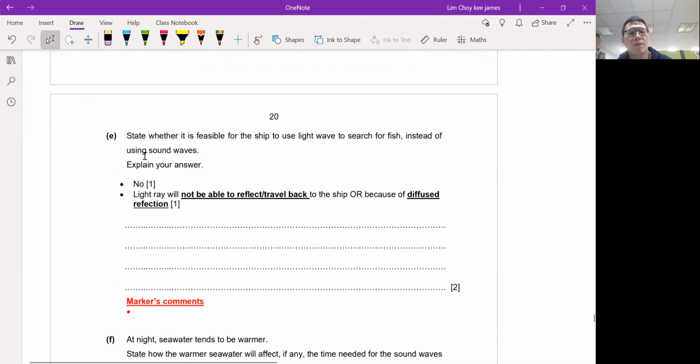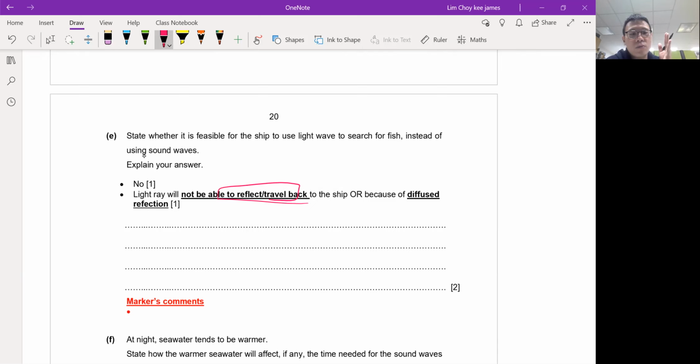Okay, now the important thing about sound versus light is that for light to reflect, I definitely need a smooth surface. Because of that, I can't use it in the sea, because the seabed is actually quite rough. If I shine the light all the way down to the rough seabed, I will not get the light ray reflected at all. Even if the light ray reflected, because the seabed is rough, I cannot control where the light ray will reflect.